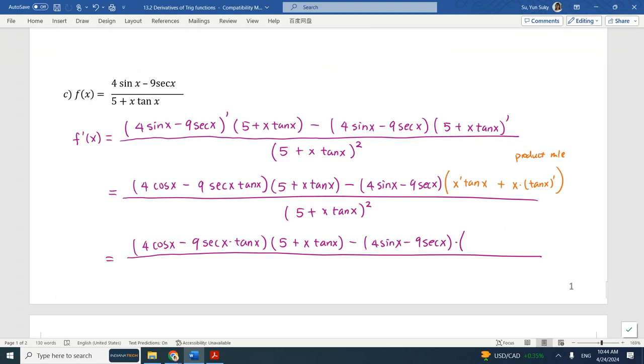Okay, what is x prime? Wait, 1. Yeah, 1. Good. 1 times tangent x. This is 1. 1 times tangent x is tangent x. What is the derivative of tangent x? Secant squared. So secant x squared. Then over 5 plus x tangent x squared.